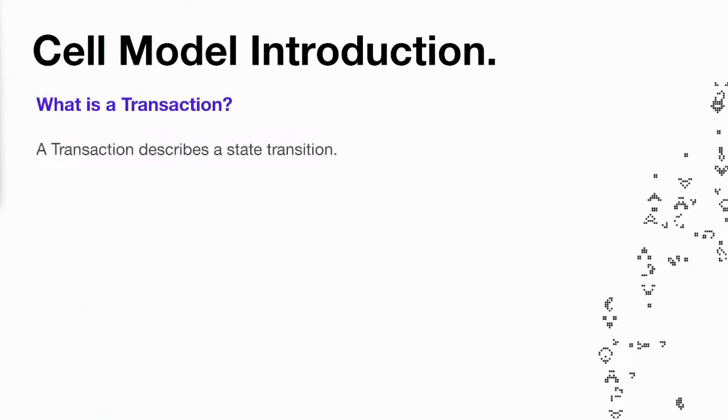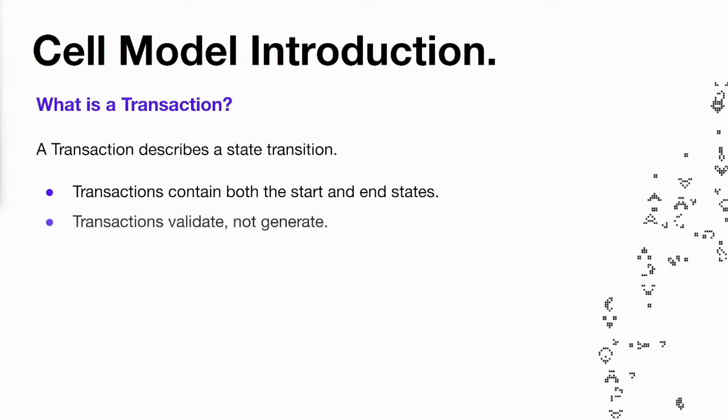Okay, what is a transaction? A transaction in CKB describes a state transition. A transaction contains both the start and end states, and this makes it deterministic. So you already know what the end state is. There's no guesswork. That is an important concept. We'll go through more later. Transactions validate, not generate. And that is also an important concept because validation can sometimes give you an efficiency gain over generation.